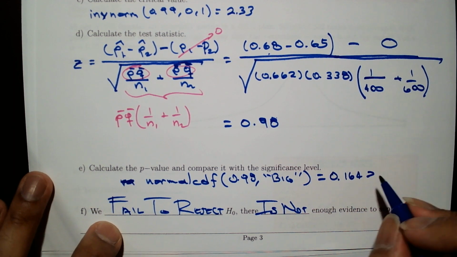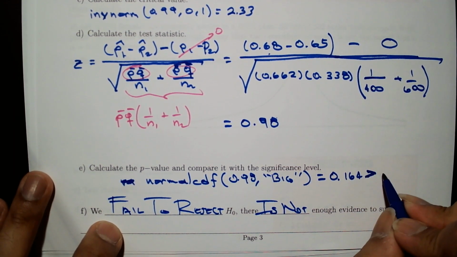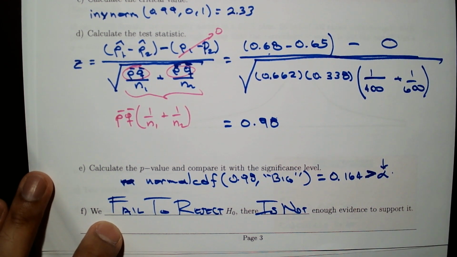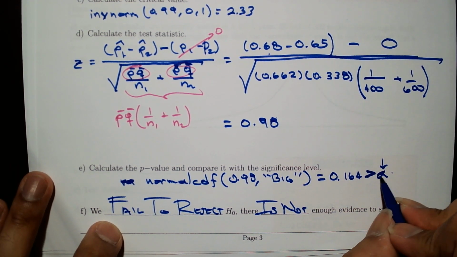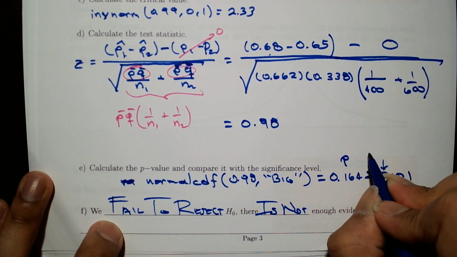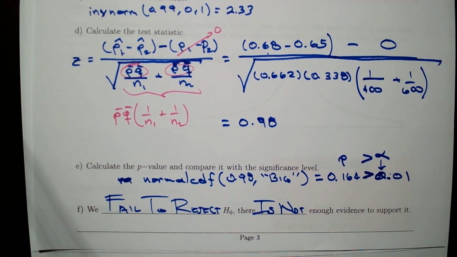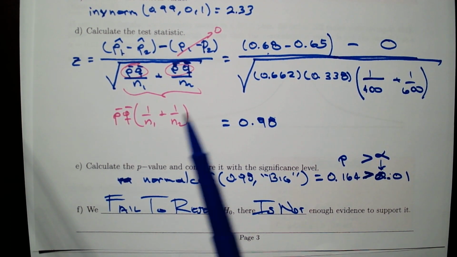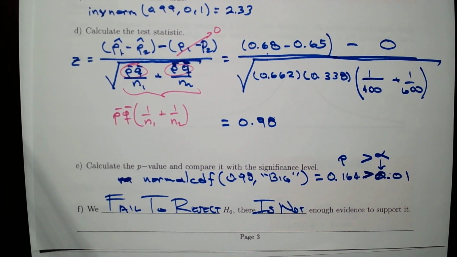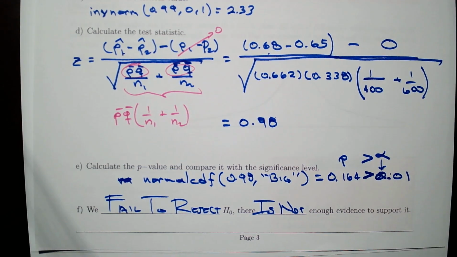So this is 0.164, which is greater than our alpha value. What was the alpha value? That's 0.01. So this is p greater than alpha. That's the other way to make a conclusion. It's good to see one example of how we do this. However, I will show you how to do it using the graphing calculator here.